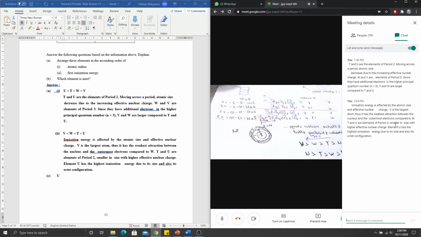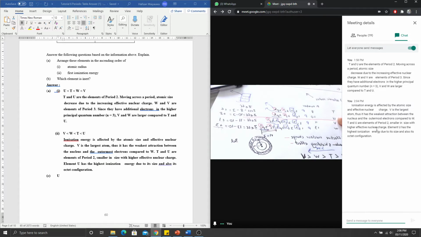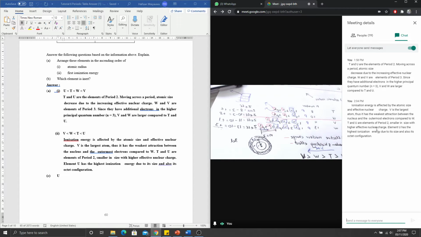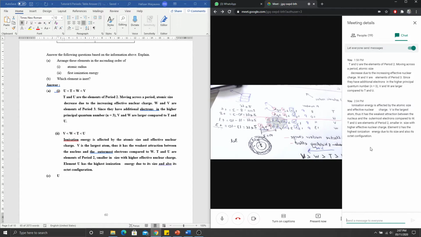Elements appear to be smaller in size as they have higher effective nuclear charge. They compare between T and U. Dia cakap, since you have the highest effective nuclear charge, it means parents tu pegang tangan anak dia very kuat. So it's very hard untuk buang elektron. Thus, ionization energy dia is the highest lah. Paling banyak energi you kena bagi kat sistem tu nak buang elektron tu. Okay, boleh?